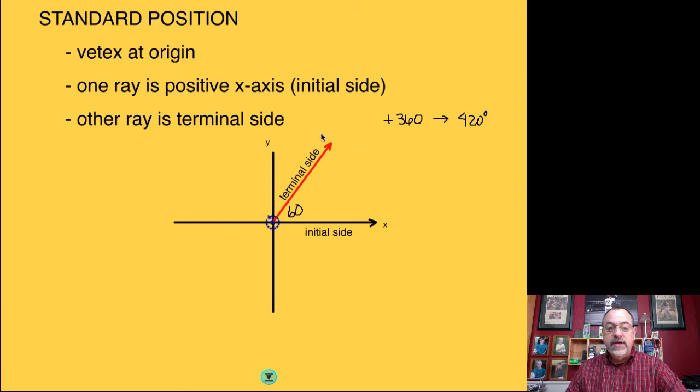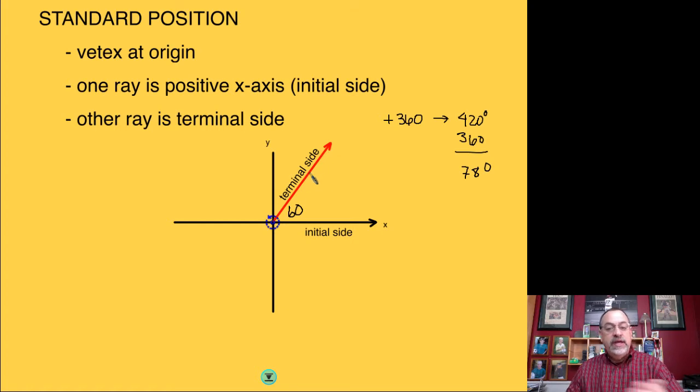And then, interesting enough, again, because it's a circle and periodic, if I added an additional 360 to this, I would have another coterminal angle. So 780 degrees is also coterminal with 60. And actually, I could do this an infinite number of times, because every time I go around the circle an additional 360 degrees, I have an angle that's coterminal.